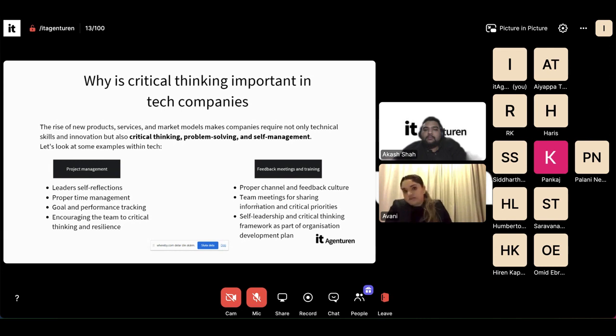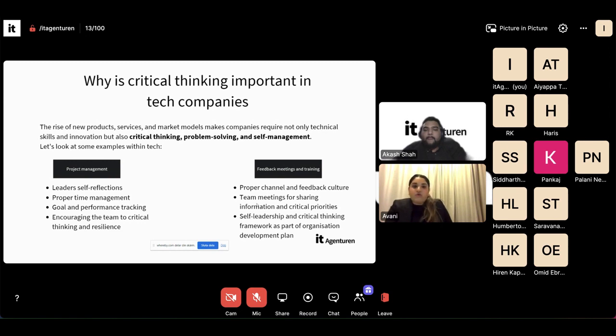Next example that we actually follow in itAgenturen is a feedback culture, where all the engineers in the company have a proper channel where they can voice their feedback, and there is a proper tracking of actions for feedback. And this kind of culture creates and motivates self-leadership in an organization.